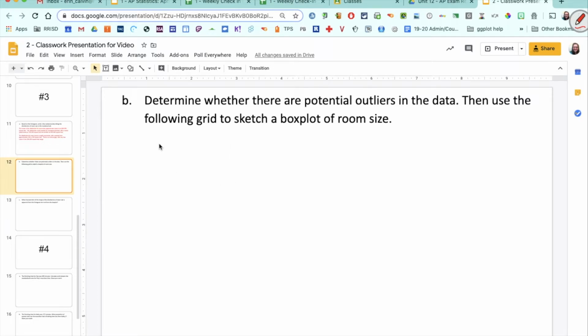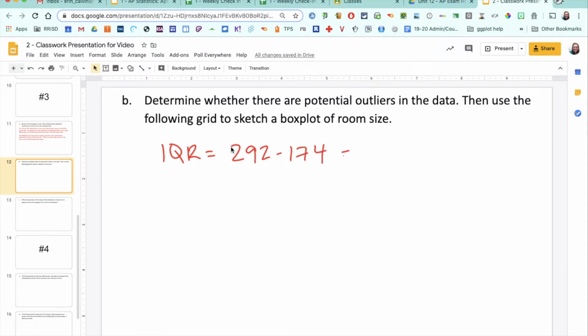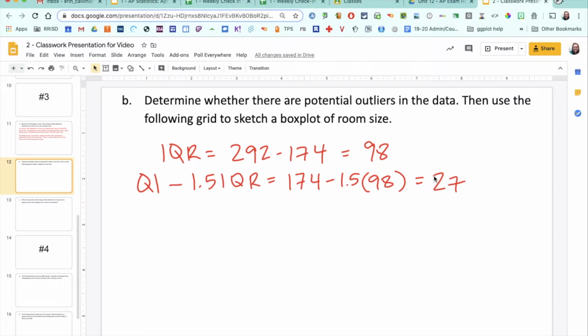I'm going to find my IQR first. It's just Q3 minus Q1, so 292 minus 174. Then my outlier rule is if I start at Q1, which is the lower end of the box plot, and subtract 1.5 times my IQR, that gives me my lower boundary, or fence. So basically any values that are below 27 would be considered outliers on the lower end.